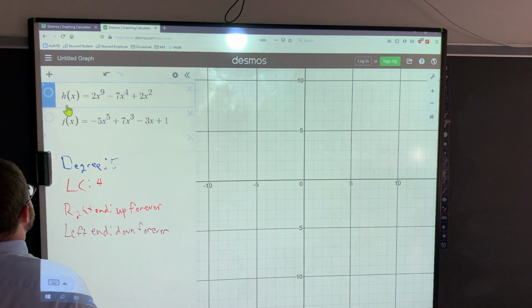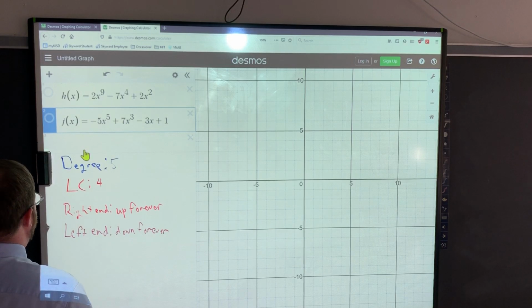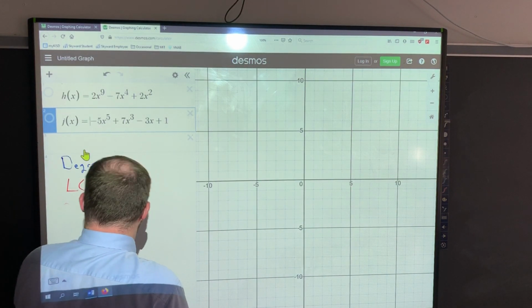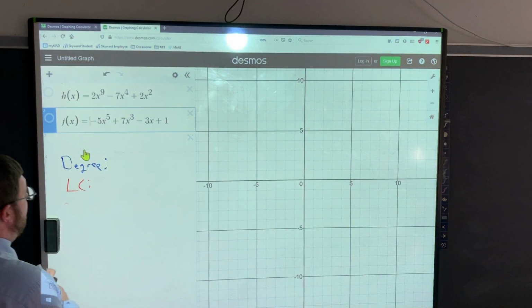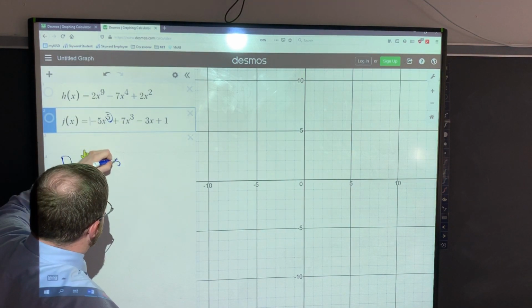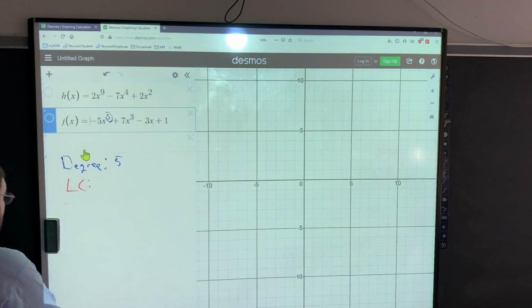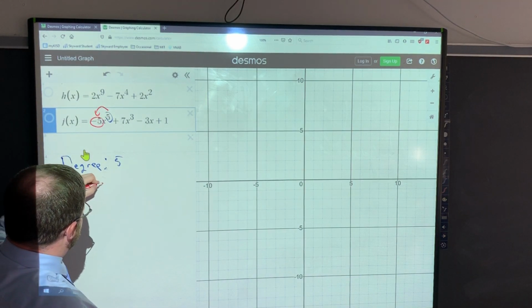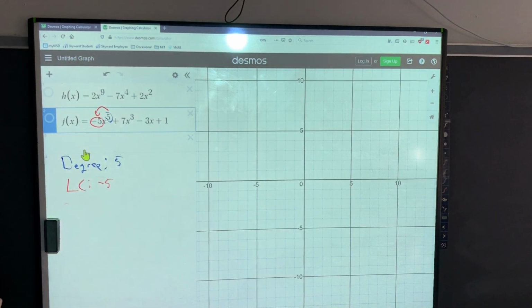Last one is function j. Function j, my degree, my highest exponent, is this 5. My leading coefficient in front of that is -5. Right now I suggest that you pause the video and predict for yourself, according to the rules, what is going to happen here. So pause the video and think for a second.